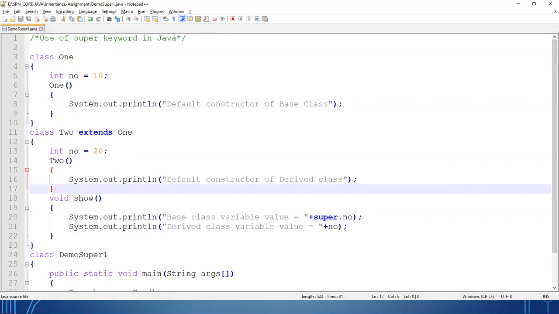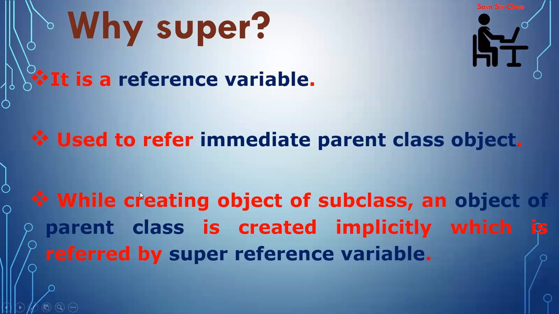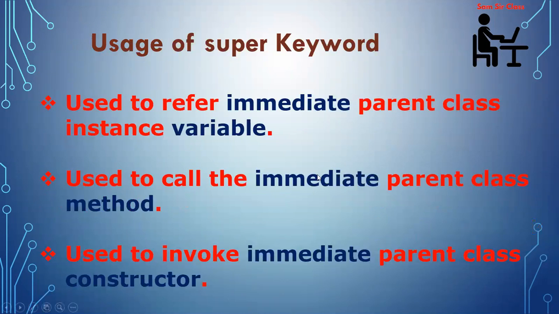Okay, this is the sequence the JVM maintains. So for that, we have maintained one point here, that while creating the object of a subclass, an object of the parent class is created implicitly, and it is referred to by the super reference variable. Clear? So that automatically created object is pointed to by super. Okay. Now there are three different usages of the super keyword in Java.